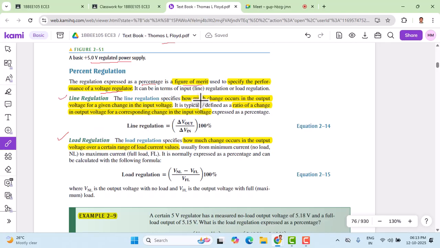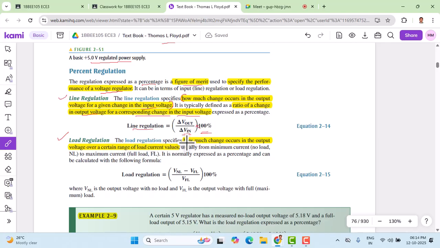Line regulation specifies how much change occurs in the output voltage for a given change in the input voltage. So this is the definition of line regulation, and it is typically defined as a ratio of change in the output voltage for a corresponding change in the input voltage. So that is the formula to calculate line regulation. It is delta V out, the percentage change in the output voltage to the small change in the input voltage, multiplied by 100. So it is expressed in percentage.